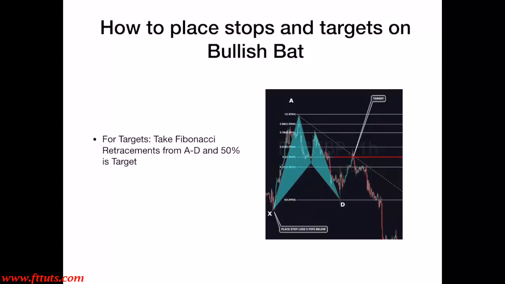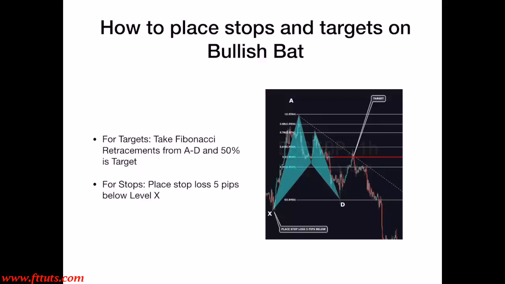Okay? And then for stops, you place the stop loss 5 pips below level X, which is the starting point. Your stop loss should be 5 pips just below the starting point, which is your X.